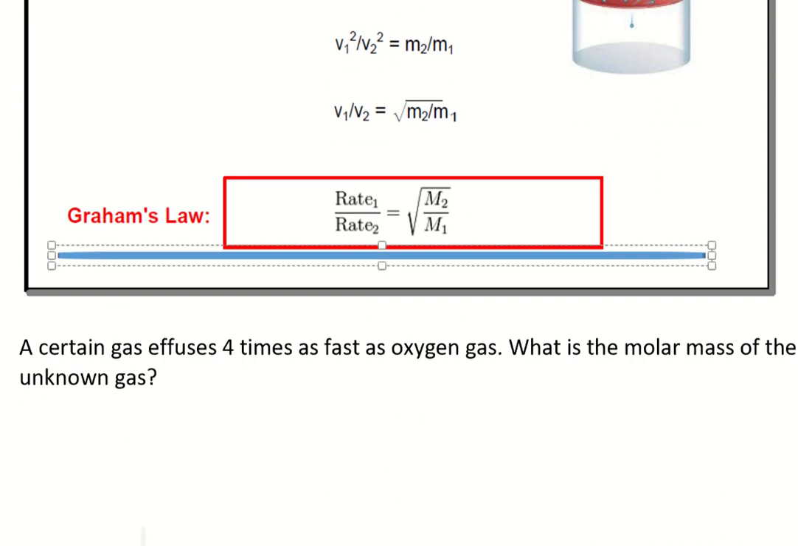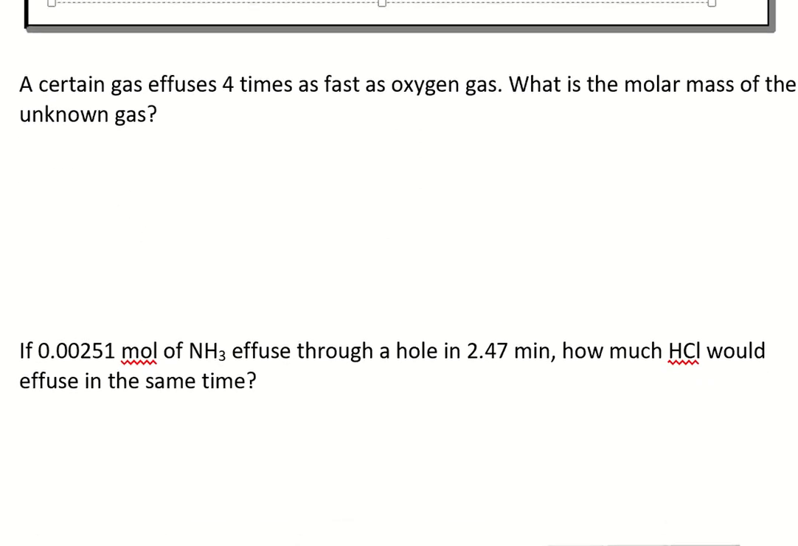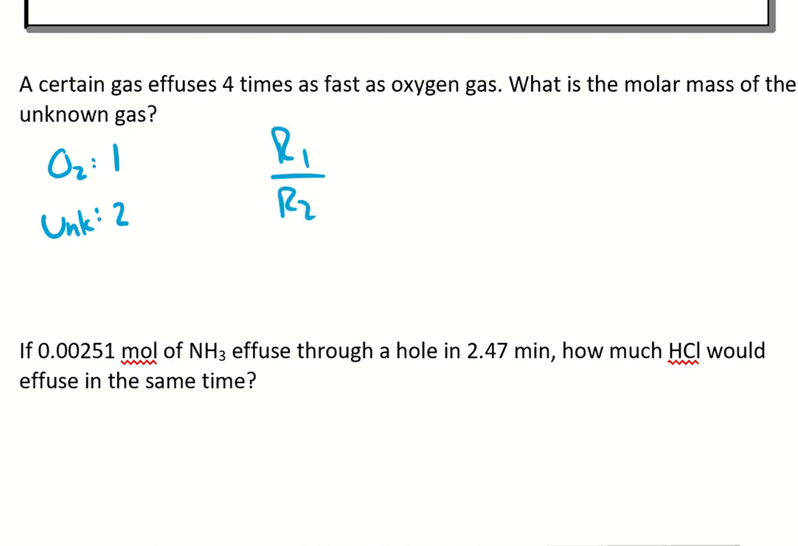So what does that look like? Well, let's look at two different practice problems. The first question reads, a certain gas effuses 4 times as fast as oxygen gas. What is the molar mass of that unknown gas? What we want to do here is identify our gases. Oxygen we can call gas 1, and our unknown is going to be gas 2. So Graham's law of effusion tells us rate 1 over rate 2 equals the square root of m2 over m1.